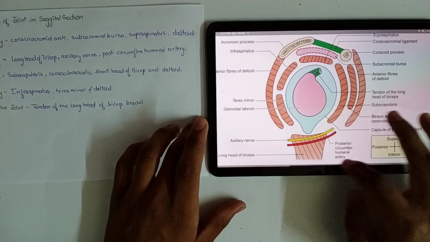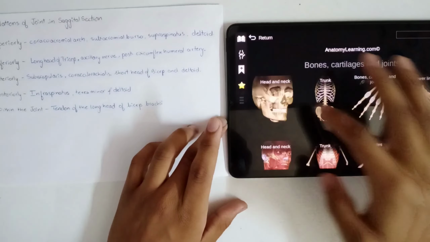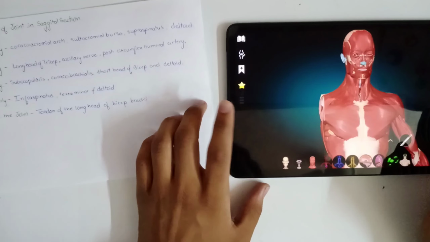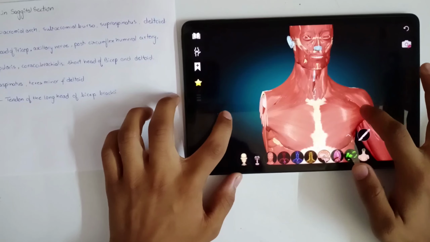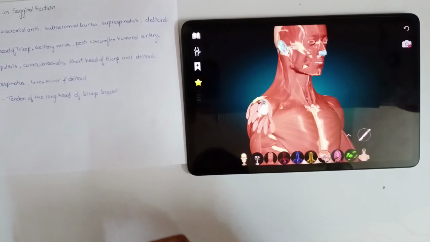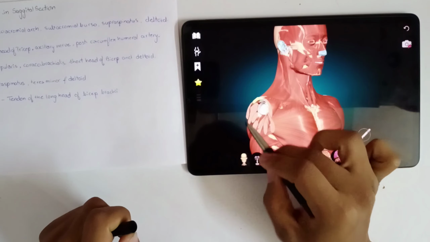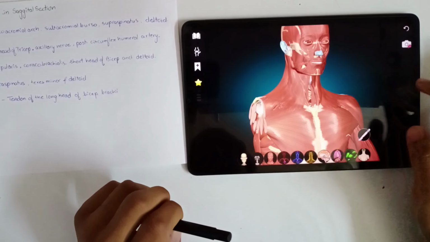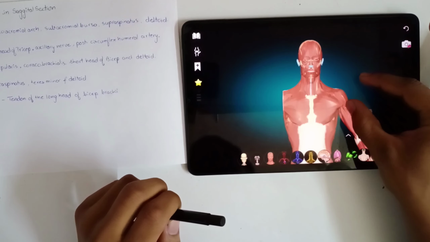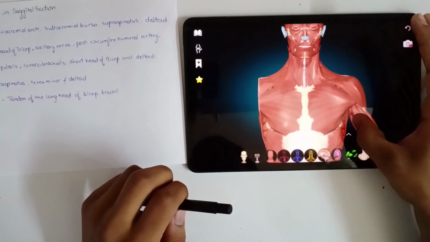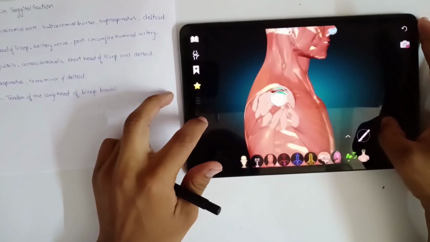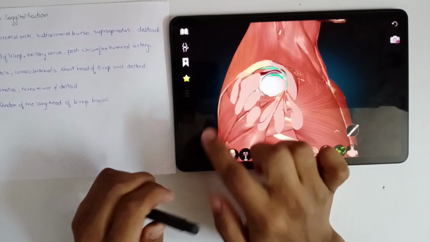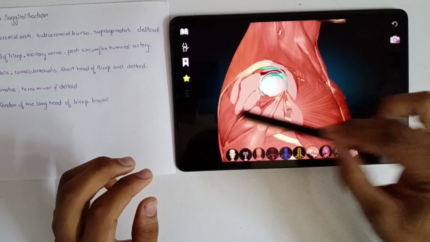Showing you with the help of this, so we are viewing this section from here. This corresponds to our sagittal section of shoulder joint. This is the shoulder joint and this is the sagittal section of shoulder joint. From here we will see, this will be our sagittal section. This is anterior side, posterior side, superior and inferior.